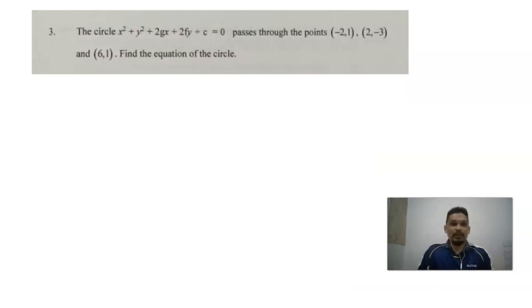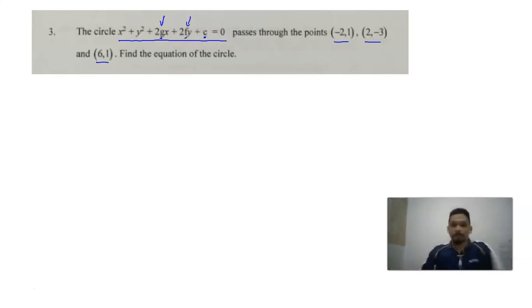The circle is given here, with the general equation of a circle x squared plus y squared plus 2gx plus 2fy plus c equal to 0, passing through the points (-2, 1), (2, -3), and (6, 1). So find the equation of the circle, meaning we are going to find the values of g, f, and c.